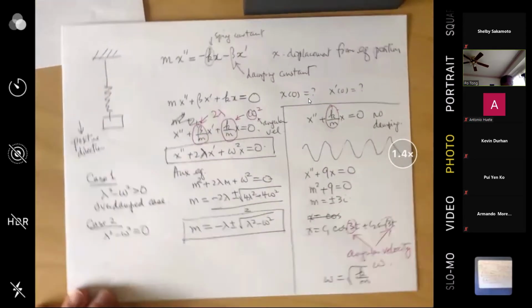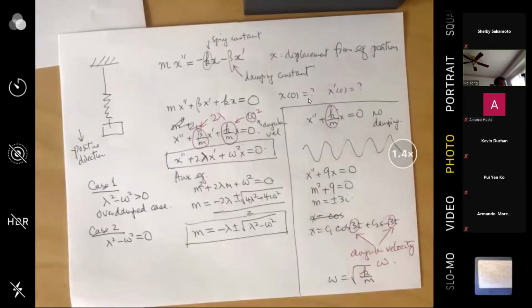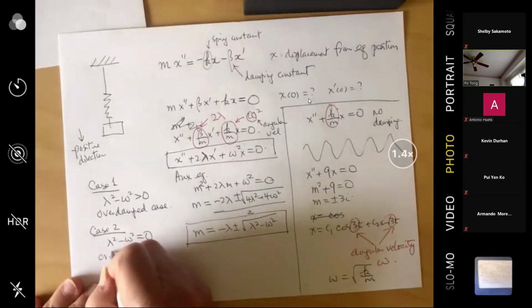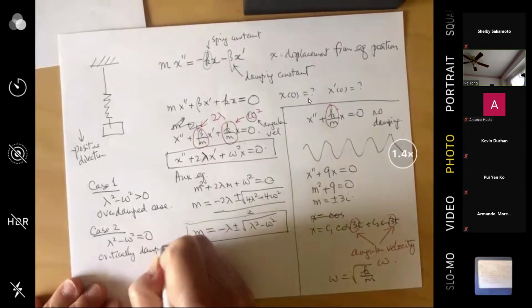What do you think happened here? When this is equal to 0, you still have 2 solutions. Can you see those 2 solutions overlap? Because it's minus lambda plus or minus 0. Okay, I'm going to talk about that more in the next page. So this is called critically damped.